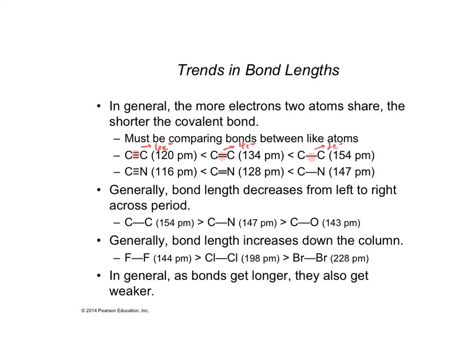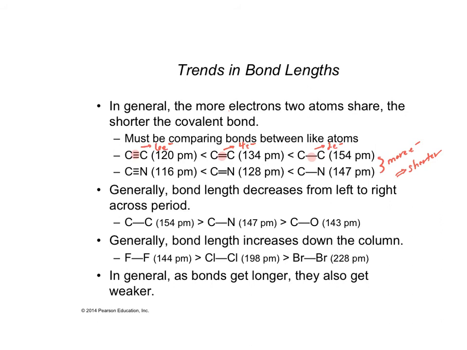So the more electrons that a bond contains, the shorter the overall bond. That is the big trend with respect to number of electrons. So a triple bond is going to be much shorter than a double bond, much shorter than a single bond. Then the second little trend deals with bond lengths as we move across a period.